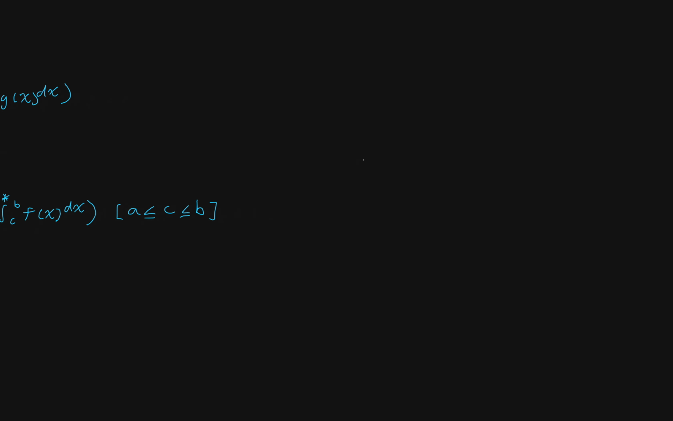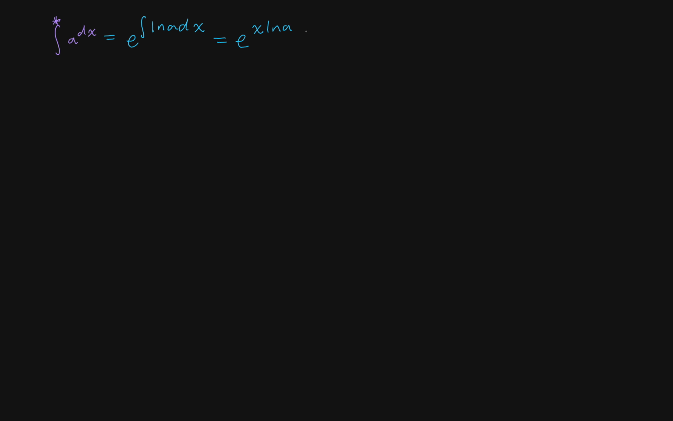Now we can also go over some example functions applying these rules or the standard definition, right? Say here we have the integral of a to the dx. So what is this going to be? Well, we're just going to apply the definition here. We have e to the integral of ln a dx. This is just equal to e to the x ln a plus c. Now here, this stuff is just going to cancel out.